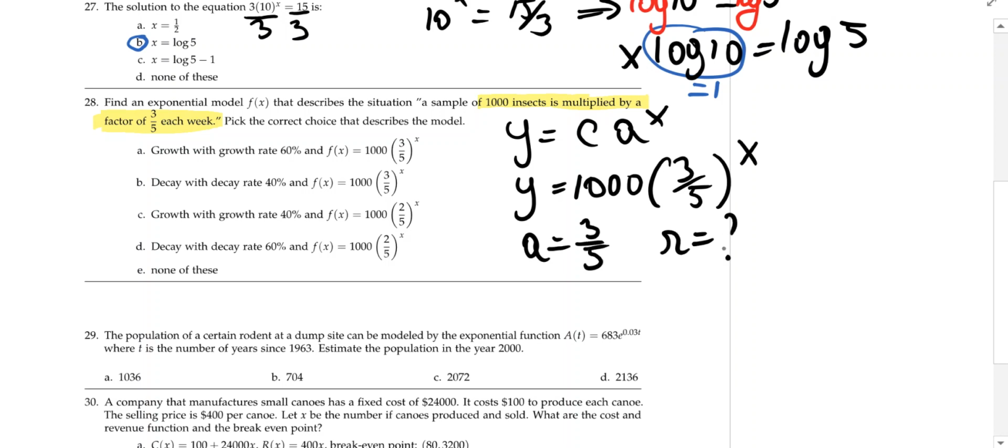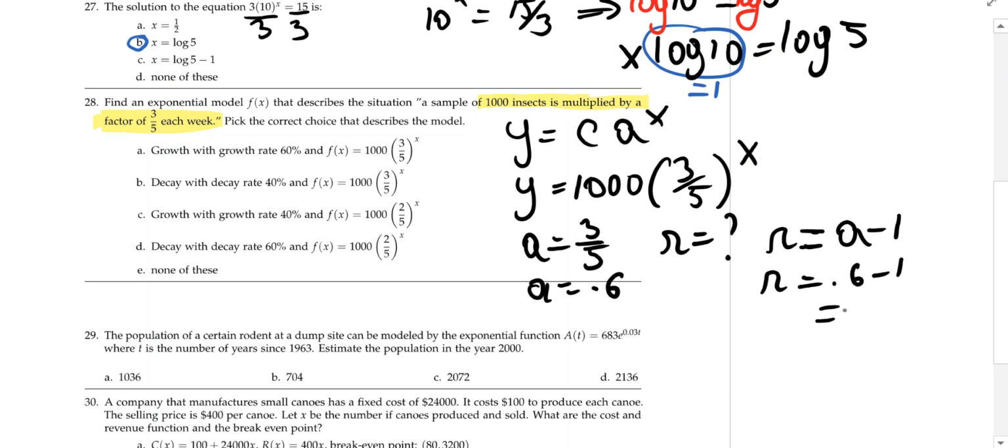What is the rate now? Well, you gotta recognize that 3/5 is 0.6, so a is 0.6, but that means that the rate is going to be a minus 1. So the rate is going to be 0.6 minus 1, which gives you negative 0.4. So the rate, it's a decay because it's negative, so the rate is going to be 40%. So decay rate at 40%. So this is the answer.